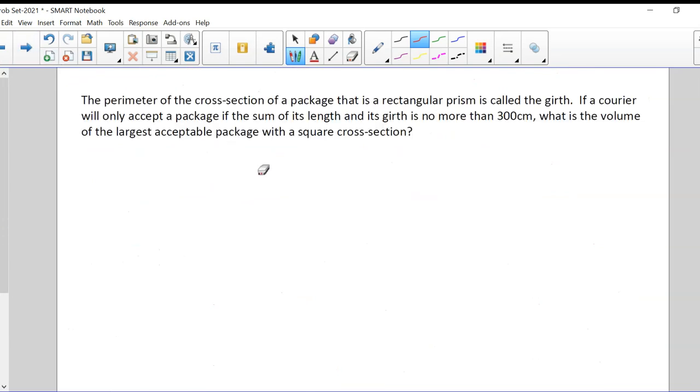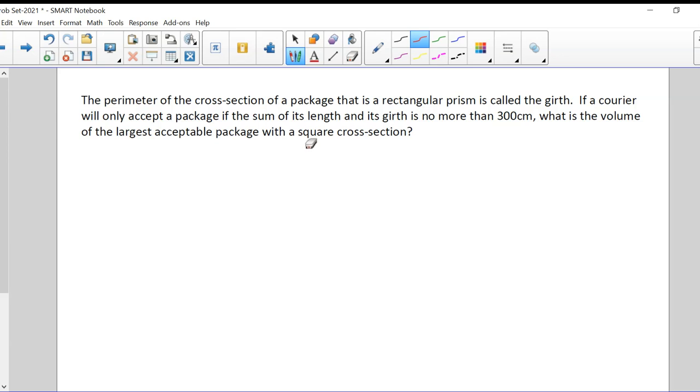This question: the perimeter of the cross section of a package. Not that the figures are necessarily the same figures that Canada Post uses, but they do talk about girth when they are determining whether a package can be shipped with them, right? And here's how this works. The perimeter of a cross section of a package that is a rectangular prism is called the girth. For courier, we'll only accept a package if the sum of the length and its girth is no more than 300 centimeters. What is the volume of the largest acceptable package with a square cross section?